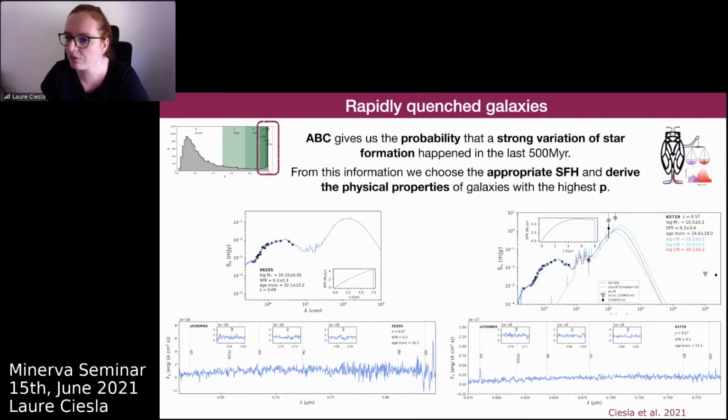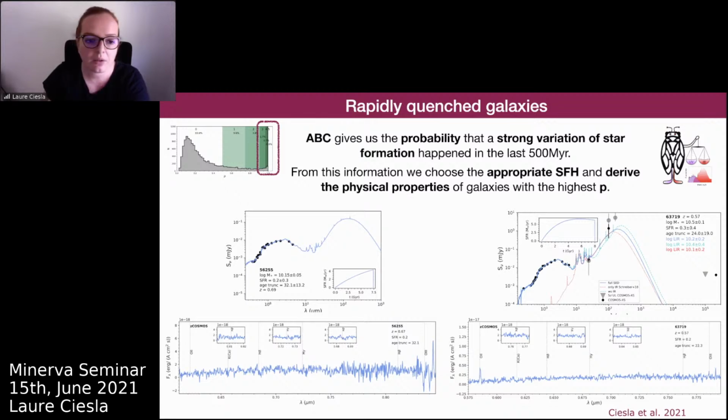So then I used traditional SED fitting and selected a quenched galaxy. I wanted to see galaxies rapidly quenched, recently rapidly quenched. And you have two examples here. I put the SED on the left and on the right. And just to check that our method provided something that is realistic, you can see at the bottom the optical spectrum of these two candidates, and you can see that there is no strong emission line that could be attributed to star formation activity.